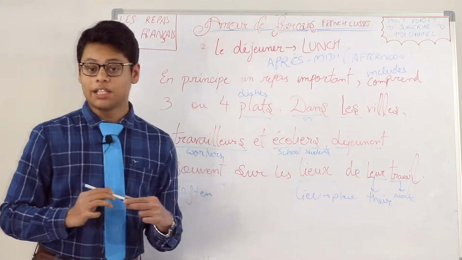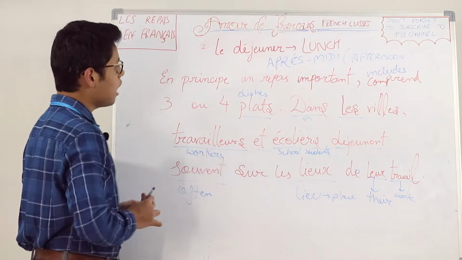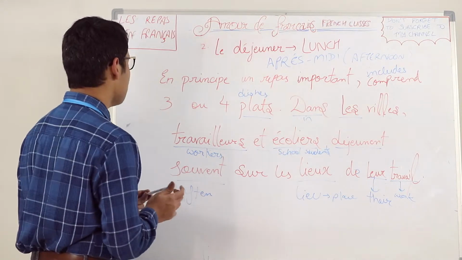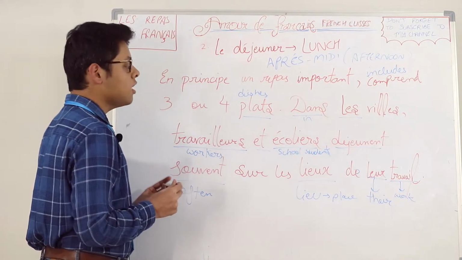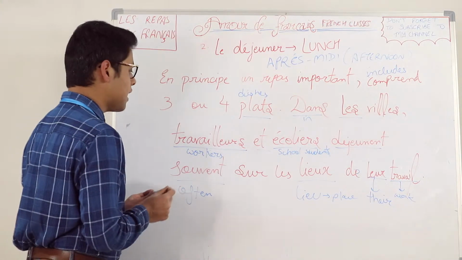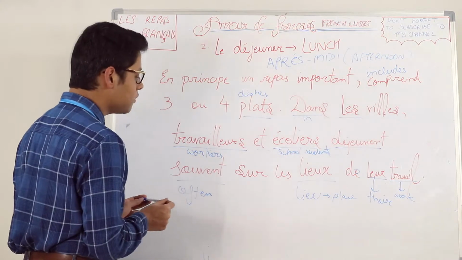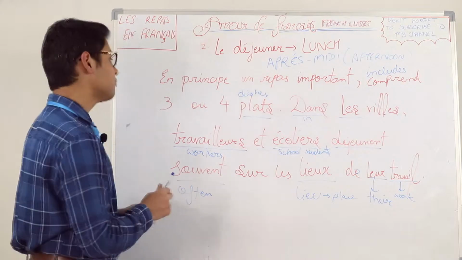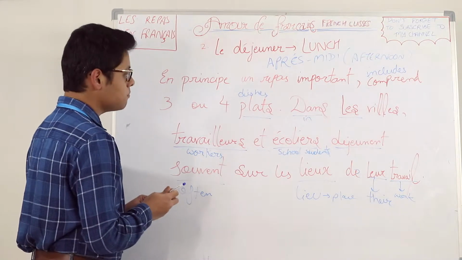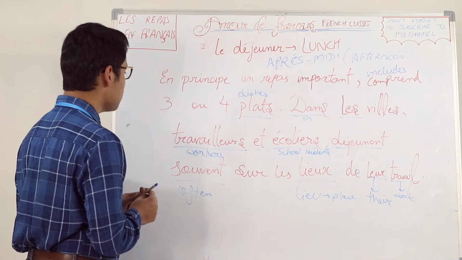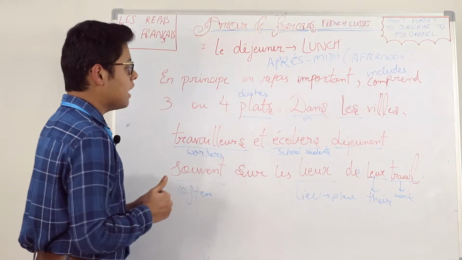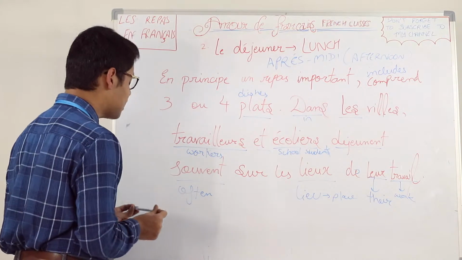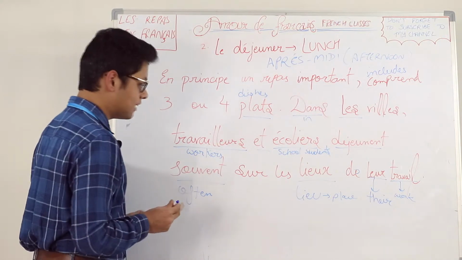So, now let us read it in French first. Le déjeuner, en principe un repas important, comprend 3 ou 4 plats. Dans les villes, travailleurs et écoliers déjeunent souvent sur le lieu de leur travail. Now, in English, it's an important meal of the day, including 3 to 4 dishes. In the cities, the workers and the school students have their lunch often at their workplace.